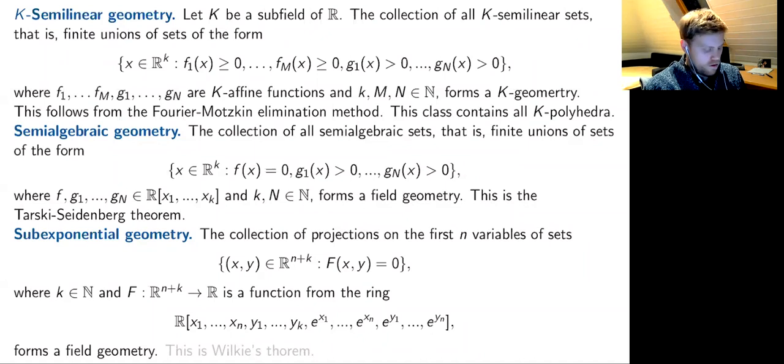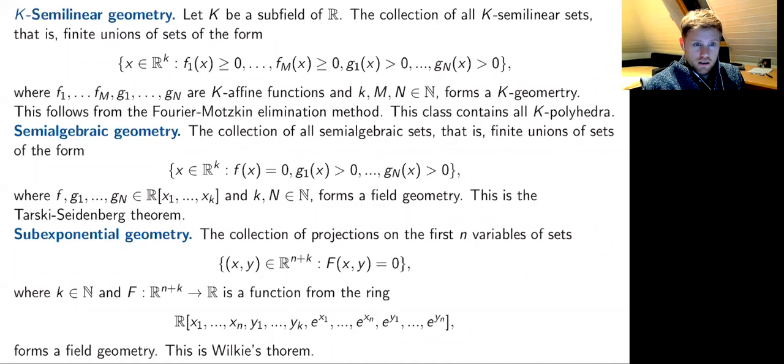These sets form a field geometry, and in this case it's not so hard. The problem is not showing that this collection is closed under projections, because it's a collection of projections, but rather you have to show that each of these S_m forms a Boolean algebra. So in particular, you have to show that the complement of such a set is again such a set. And this is Wilkie's famous theorem, of course. So this gives you, if you've never seen anything like this before, the kind of examples of geometries.